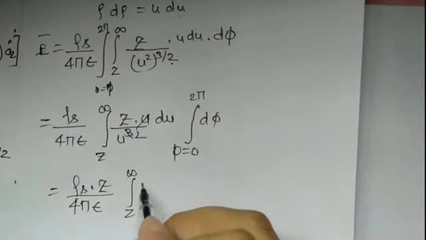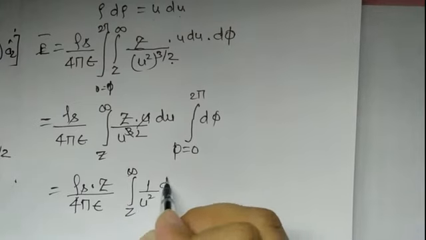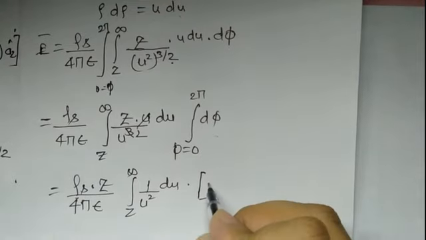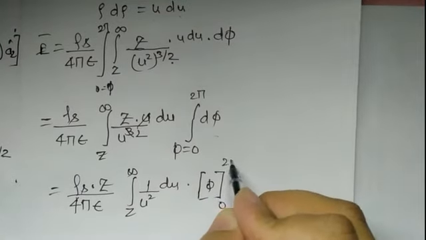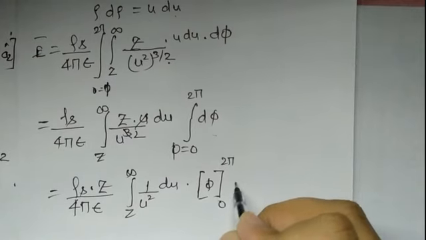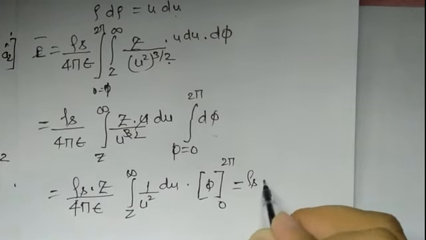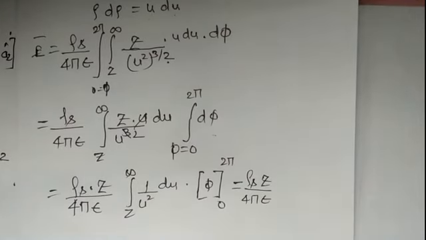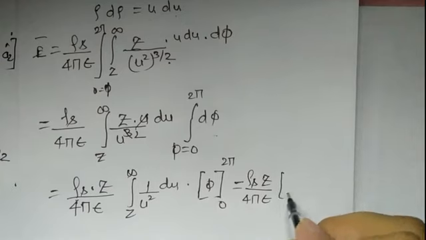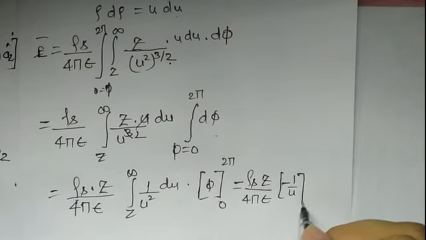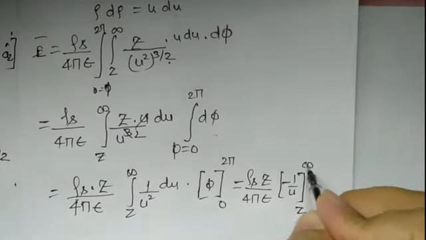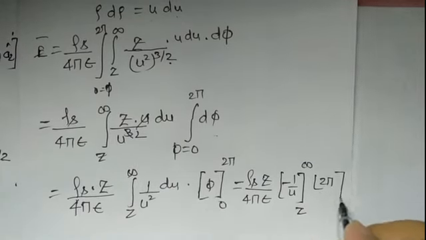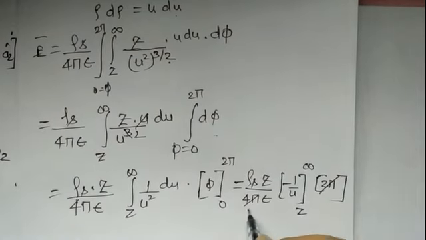Integral from z to infinity of 1 upon u square du into what? Integral of d phi will be what? Your phi values will vary from 0 to 2 pi, which equals rho s into z upon 4 pi epsilon. So the integral of 1 upon u square will be minus 1 upon u. Therefore it will vary from z to infinity, and 2 pi minus 0 will be 2 pi.